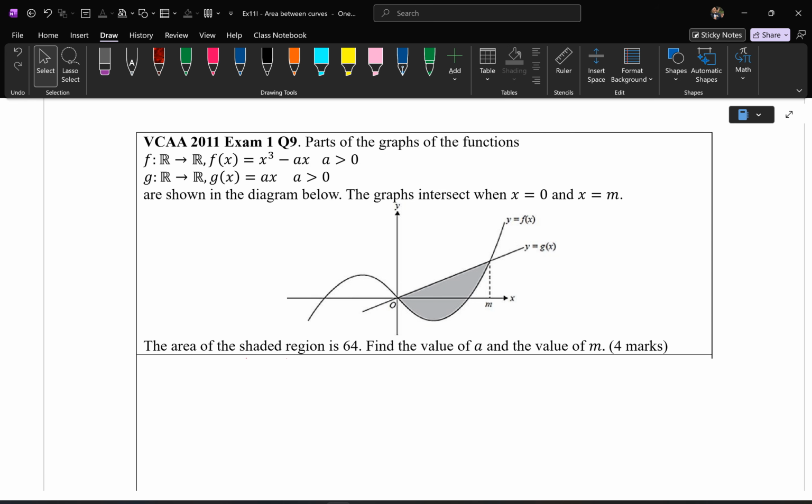So here's the diagram, very similar to the one I just gave to you, except you can see it's got below the x-axis, gets a bit more confusing. They tell you the intersections is at 0 and m, whereas the other one was 0 to 2. Find the area of the shaded region. The area of the shaded region is 64. Find the value of A and the value of M. It's 4 marks, actually. Have a go with this one.